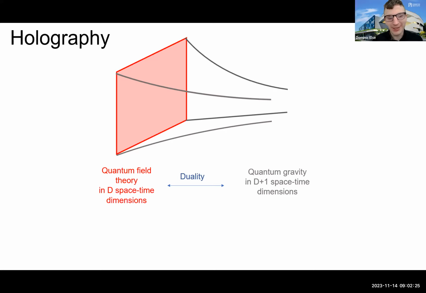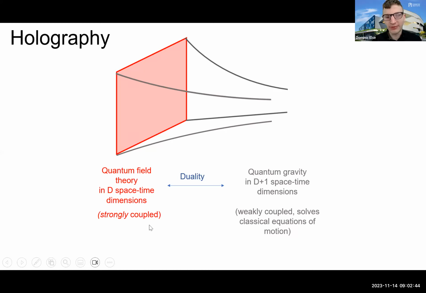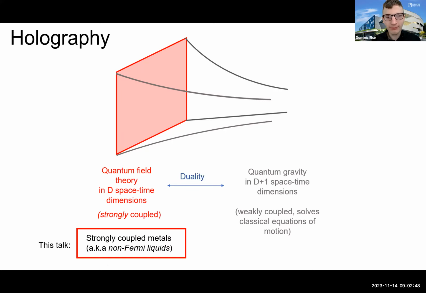I don't really think for this audience I need to explain what holography is, but obviously, quantum field theory in d space dimensions can be dual to a quantum gravity theory in one higher dimension. In this talk, I just want to consider the limit where the quantum gravity theory is weakly coupled, so you just solve the classical equations of motion, which presumably is going to be dual to some kind of strongly coupled quantum field theory, maybe in some kind of large N limit. Specifically, I want to consider the problem of understanding strongly coupled metals from this point of view, also known as non-Fermi liquids.